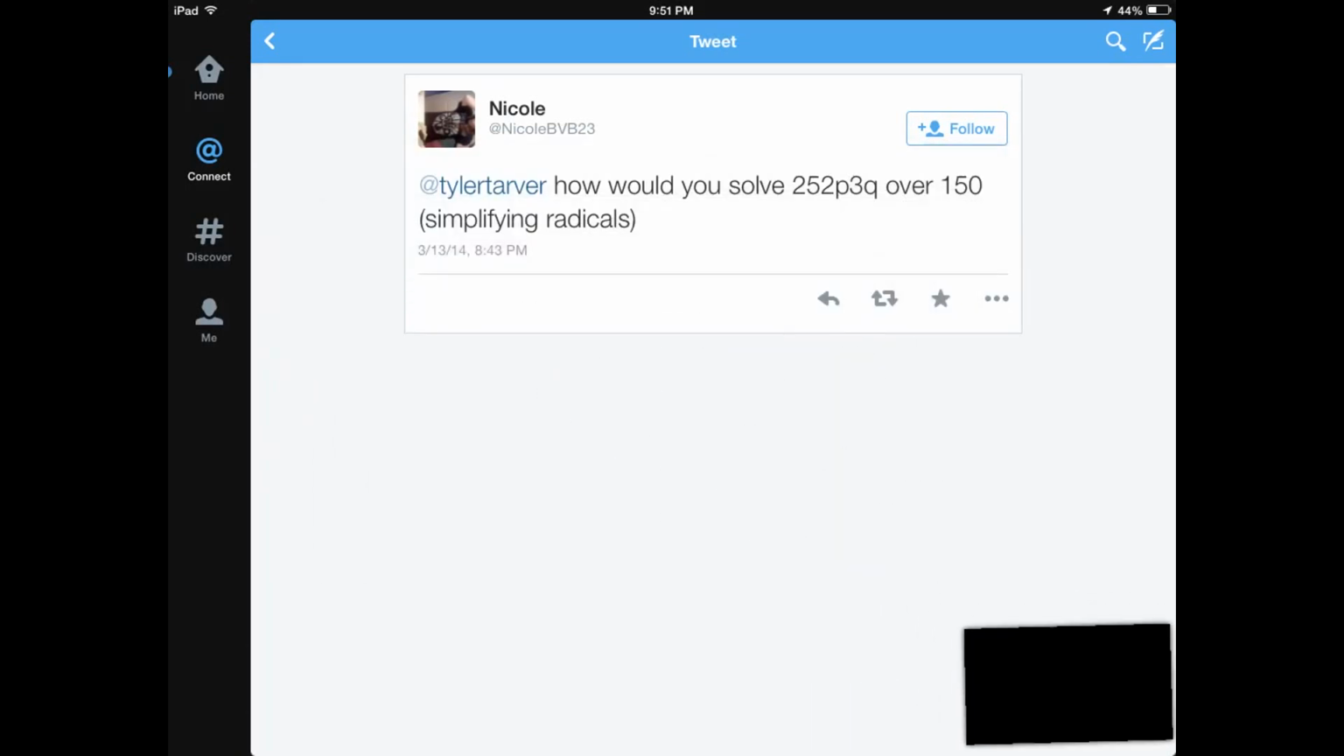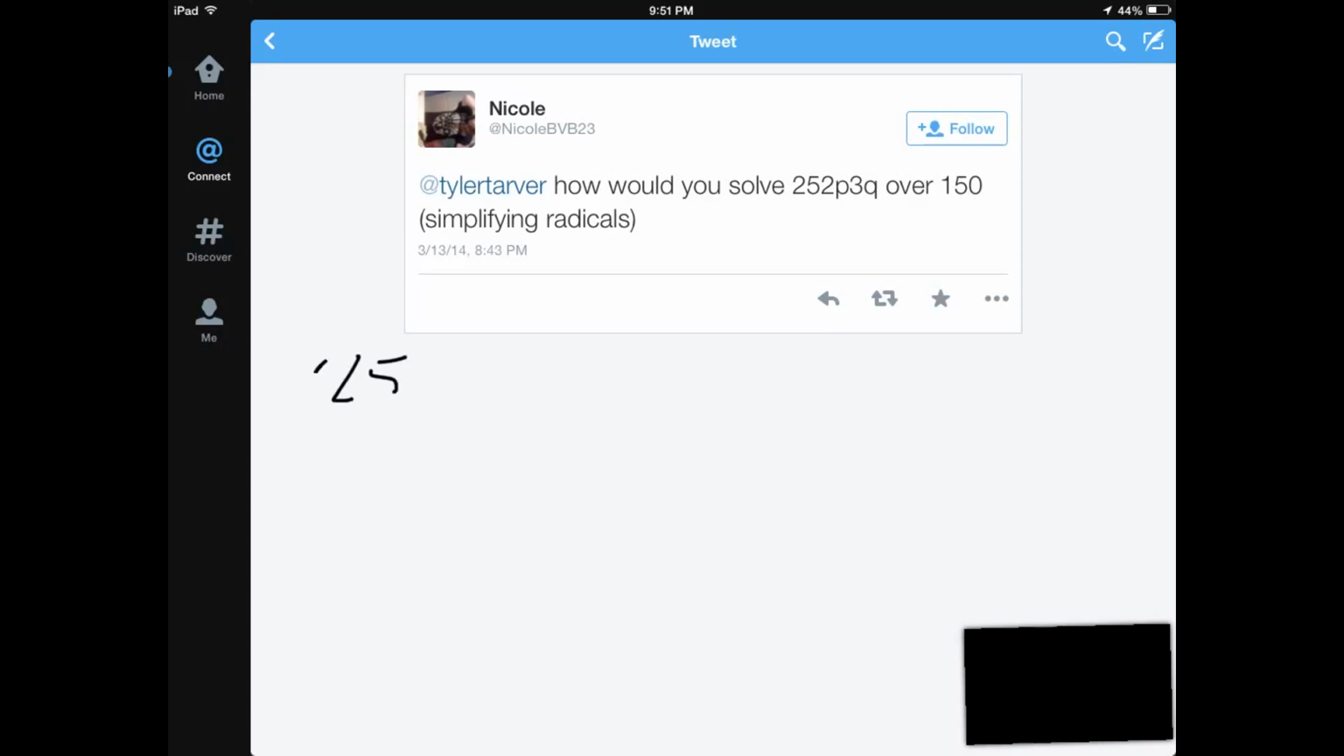So what we're doing is learning how to simplify radicals. Someone tweeted me this problem, this little gem right here. They said, "How would you solve 252p, and I'm guessing that's p to the third q over 150, simplifying radicals?" Okay, here we go. Let's write down our problem first.